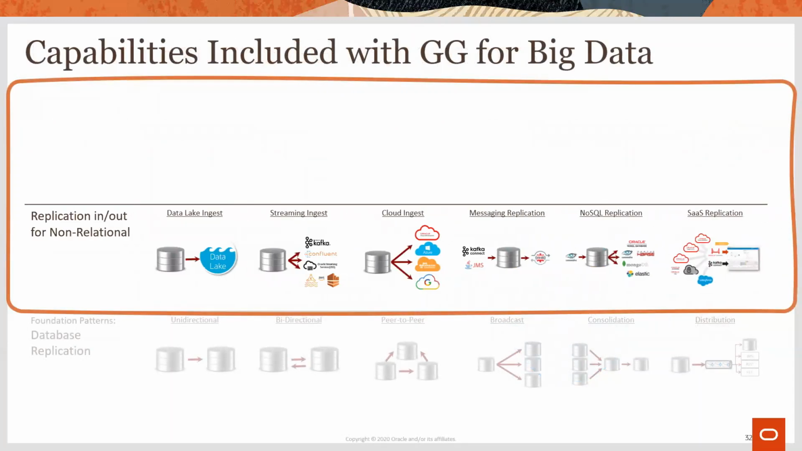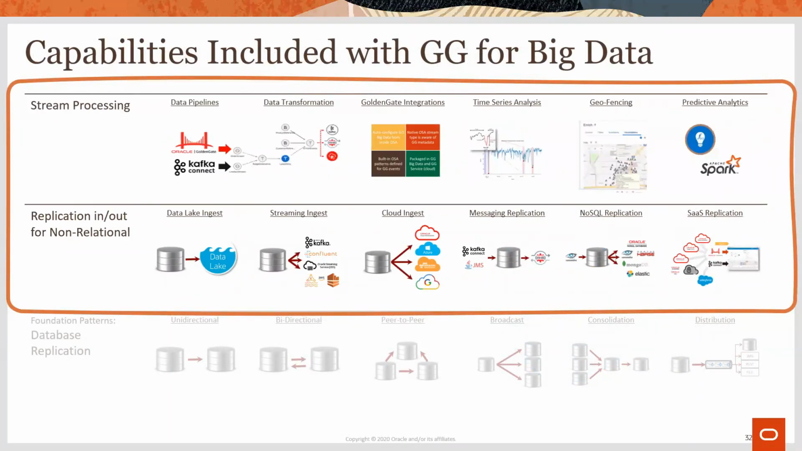When we look at the use cases that are included with GoldenGate for big data, it's basically everything in the top two rows of that chart that we looked at earlier in this presentation. So you would normally use the GoldenGate for Oracle and the GoldenGate for non-Oracle databases to get the bottom row. But when you go into GoldenGate for big data, you get all of the non-relational use cases in the middle row, and you also get the stream processing use cases in the top row.